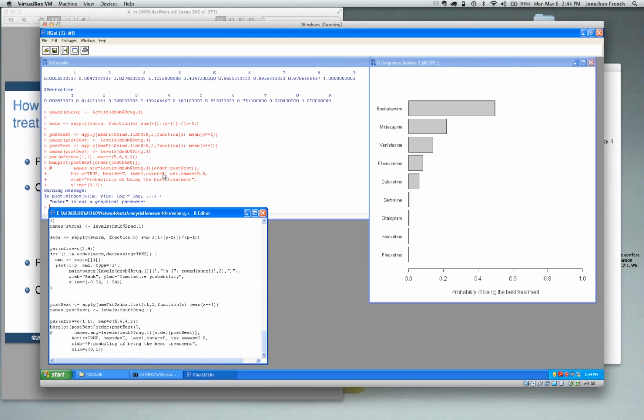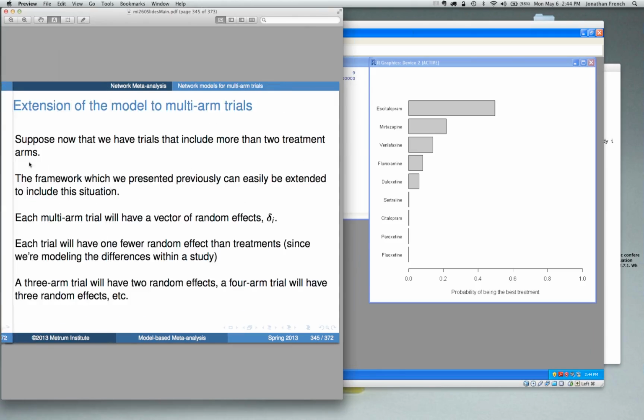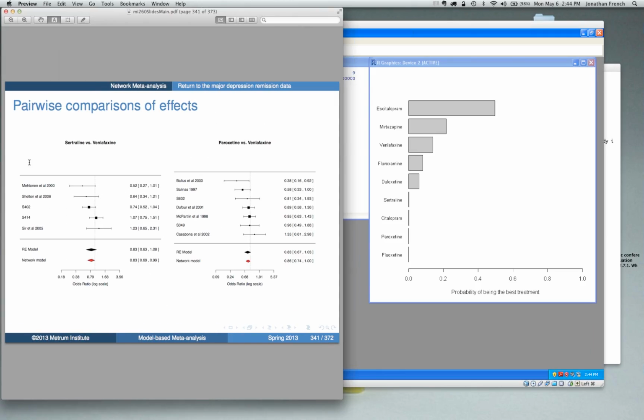So what I tried to step through here was all of the code to create the kinds of plots that we have in the slide set. So I think that's where I'll stop for the lab session for today, unless there are any questions.